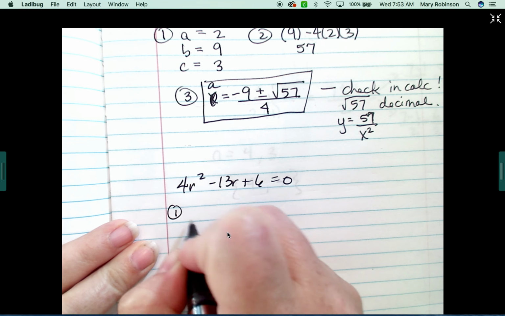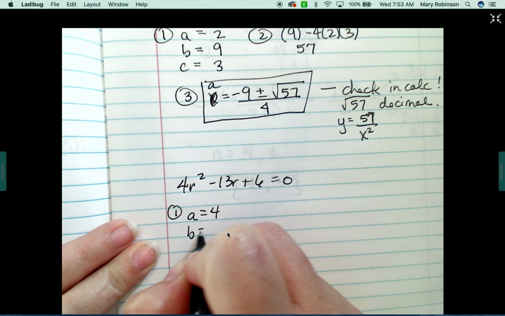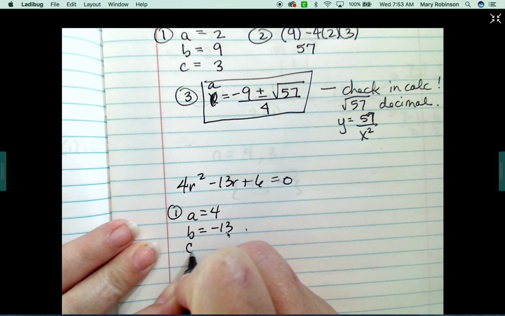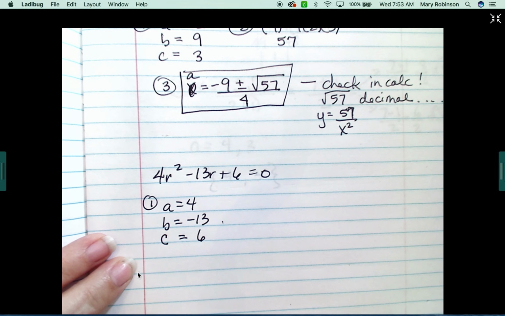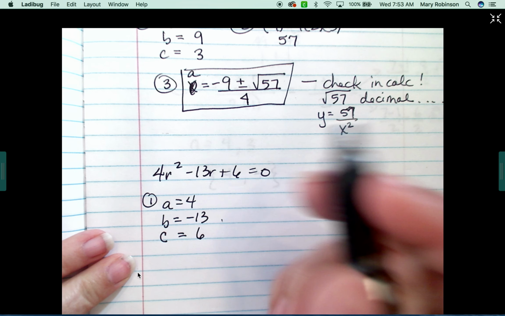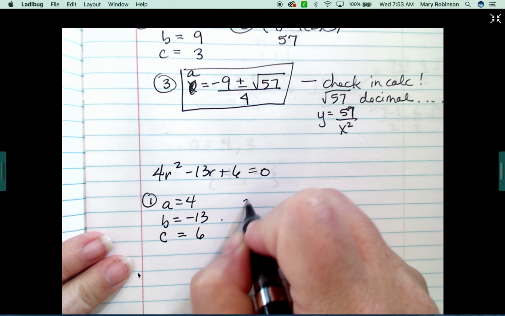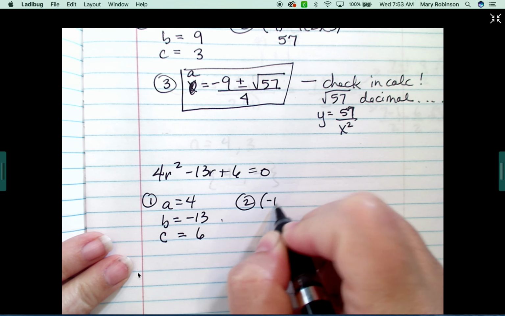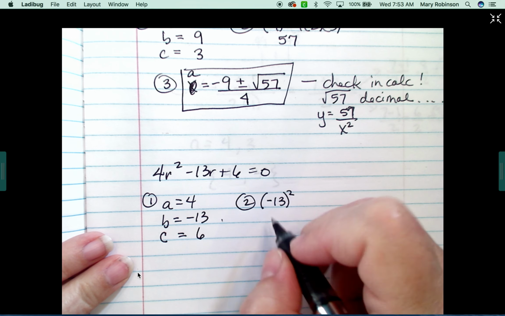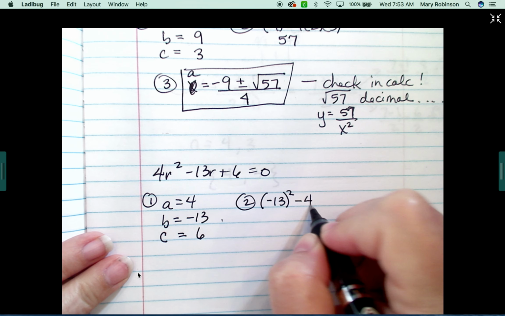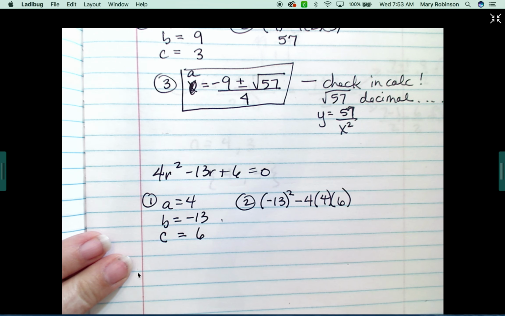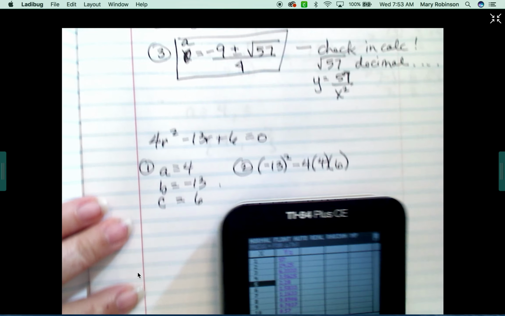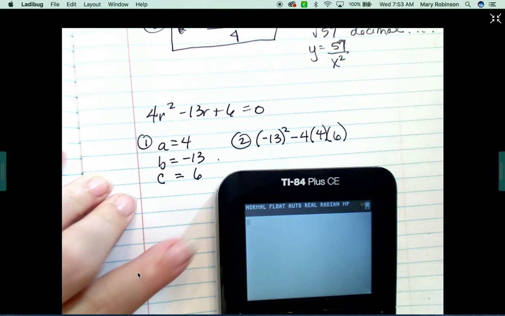So step 1, a equals 4, b equals negative 13, and c equals 6. Again, I recommend that you pause and work this out and see if you can get it. Step 2, find your discriminant, putting the b value in parentheses, negative 13 squared minus 4 times a times c. Typing it in your calculator.